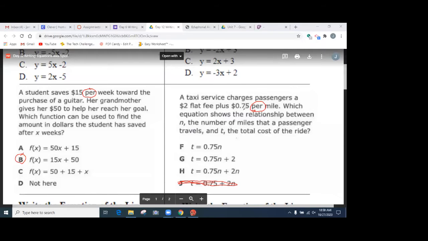All right, so is this $2 right here, is that next to the word per? No, it's also what we call a flat fee. A flat fee means you do it one time. So this right here would not go next to x. So which of these puts 2 down, but not next to an x or an n? G, yeah, puts 2 as a y-intercept, a one-time fee.